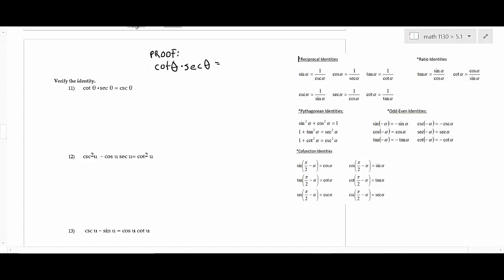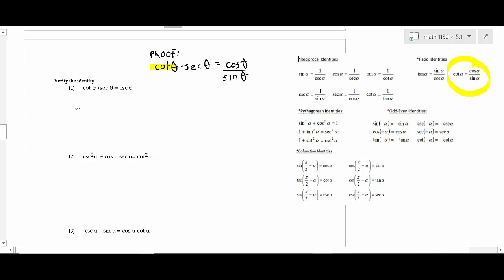Okay, you have a cotangent. What idea do you have for a cotangent? Look at my identities if you need to. Cosine over sine, yeah, let's try cosine over sine, okay? So let's replace that cotangent with cosine theta over sine theta, and you've got to have your theta there, guys.